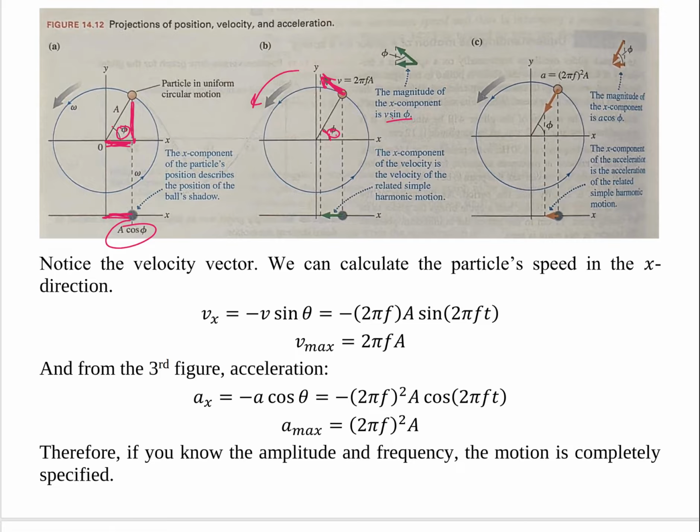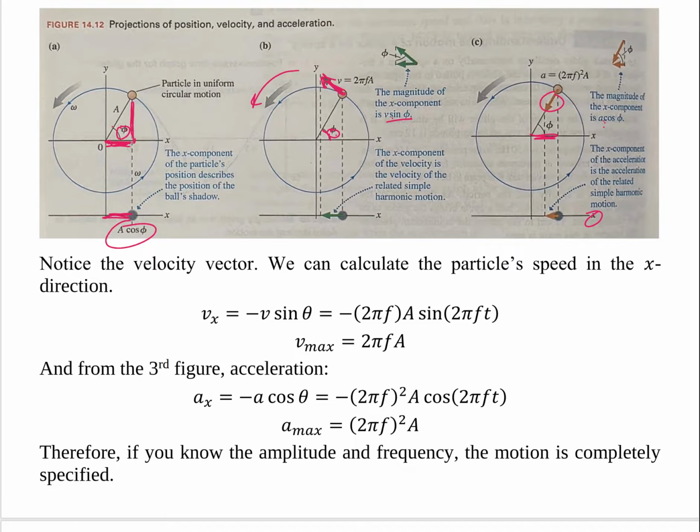Okay. And then finally the acceleration. So we know that in circular motion, the acceleration is always towards the center of the circle. So now our vector is here. So the magnitude of the x component of the acceleration, because I'm talking about x here, is going to be the acceleration times the cosine again, because we're talking about that guy right there. Okay? They're back in phase, but reversed, so flipped.